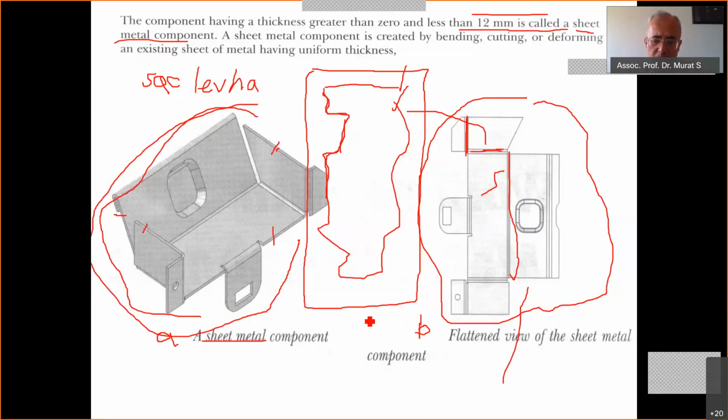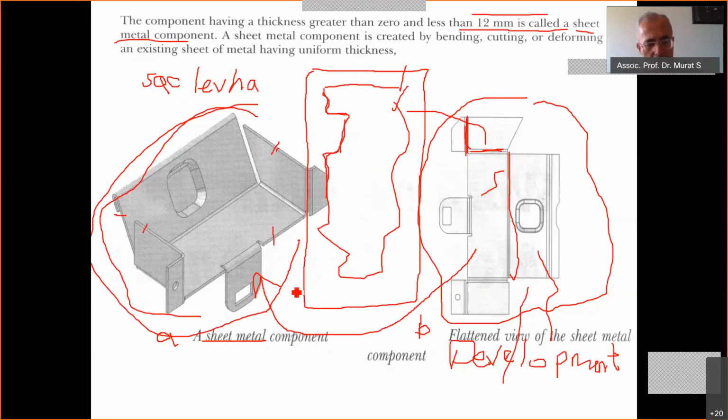From this example, we can see the value of this projection. The flattened view of the sheet metal component is called the development. Development is quite valuable. If it is given in the correct shape and correct size, then we can ensure that when we fold the sheet metal along the specified paths, starting from this stage, we can reach that final form.